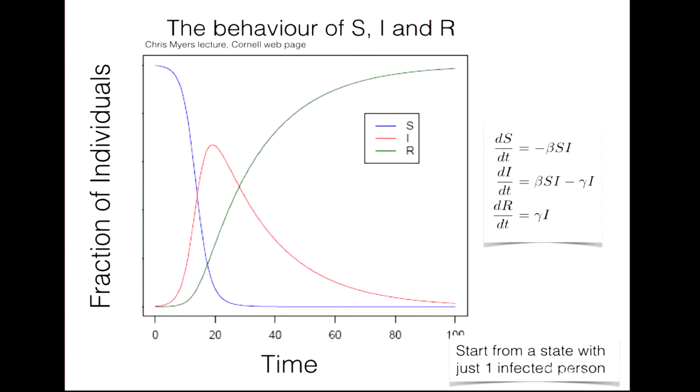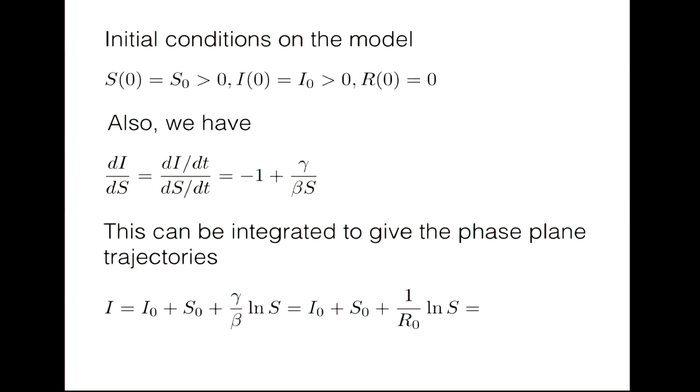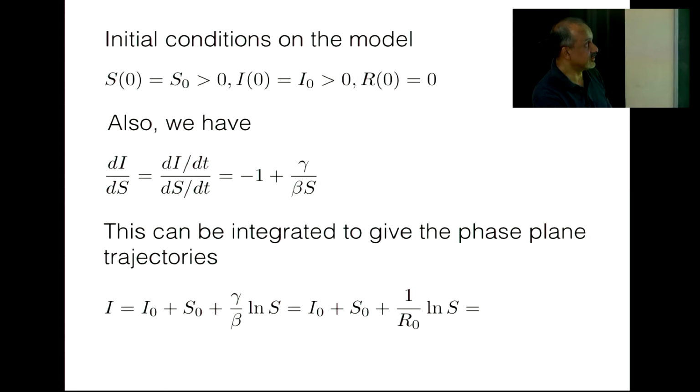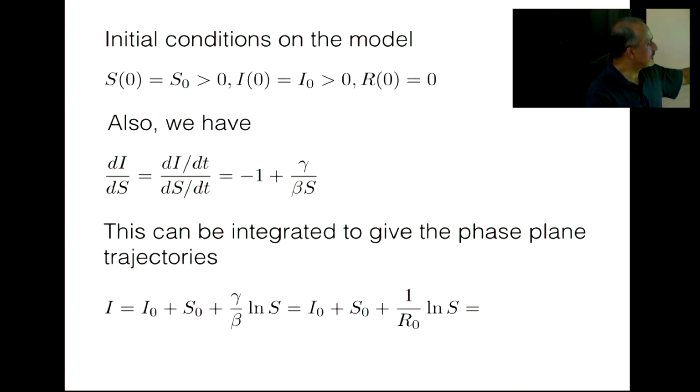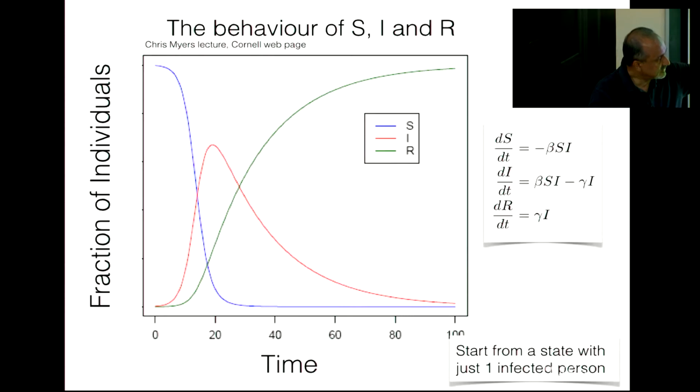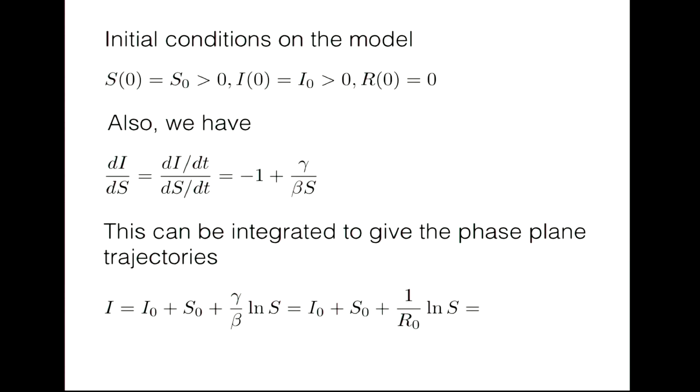Okay, again, this is a generic picture that I showed you. What are the initial conditions on this model? Typically S at time t equal to 0 is some S0 greater than 0. You have I at 0 is I0, which is greater than 0, and R at 0, there is no one recovered yet because no one has fallen ill yet. That number is equal to 0. So from here you can take these equations and divide the S equation by the I equation to get dI by dS is dI by dt divided by dS by dt.